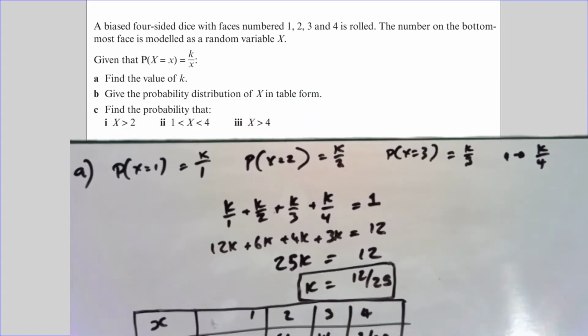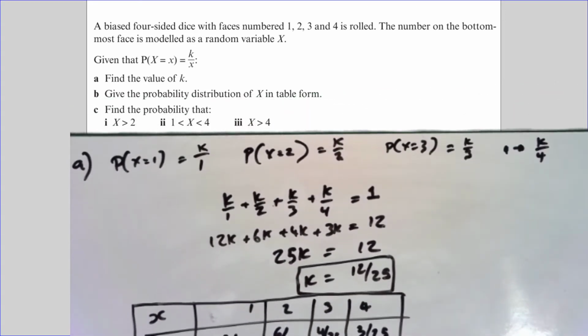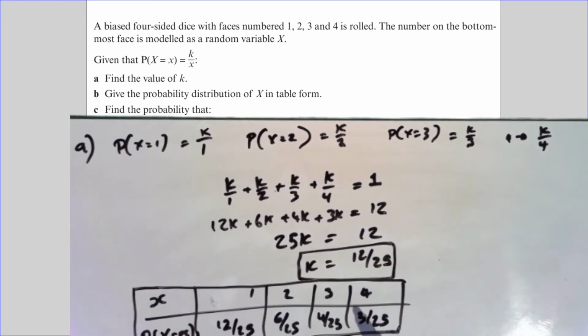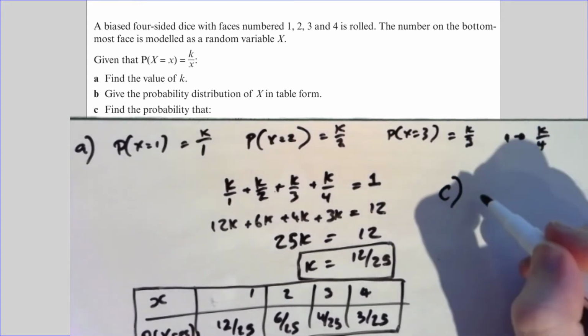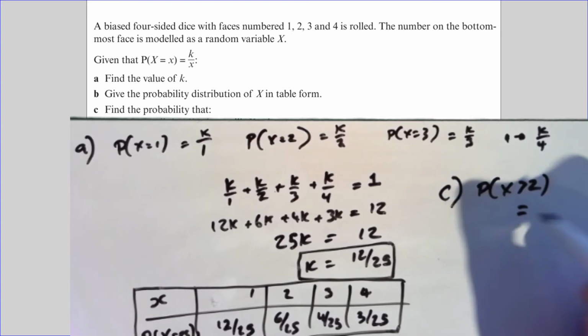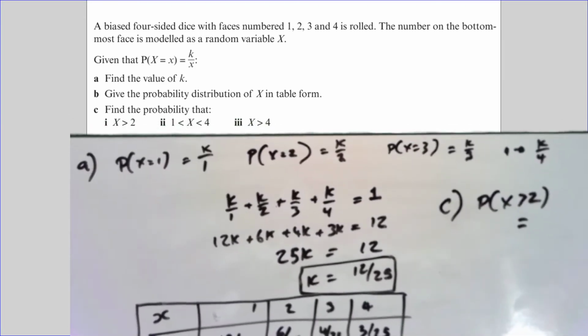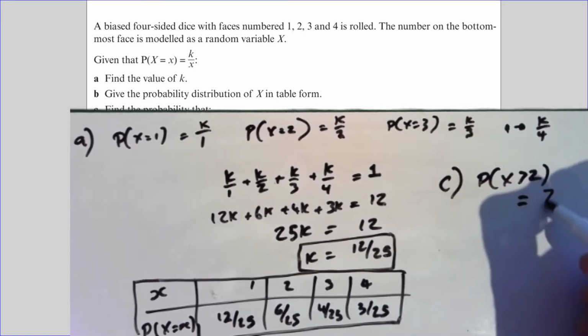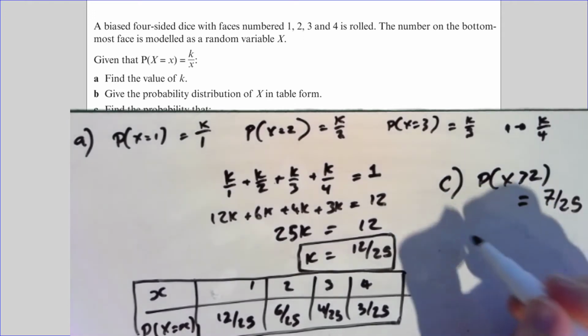For the final bit of the question, we're asked to do a couple of probability questions from our table. So this first bit asks us to find the probability that x is greater than 2. So this is the option for 3 and the option for 4. So for C, over here, probability x is greater than 2 equals, so this is greater than 2, this is the option for 3 and this for 4, so together this is 7 out of 25.